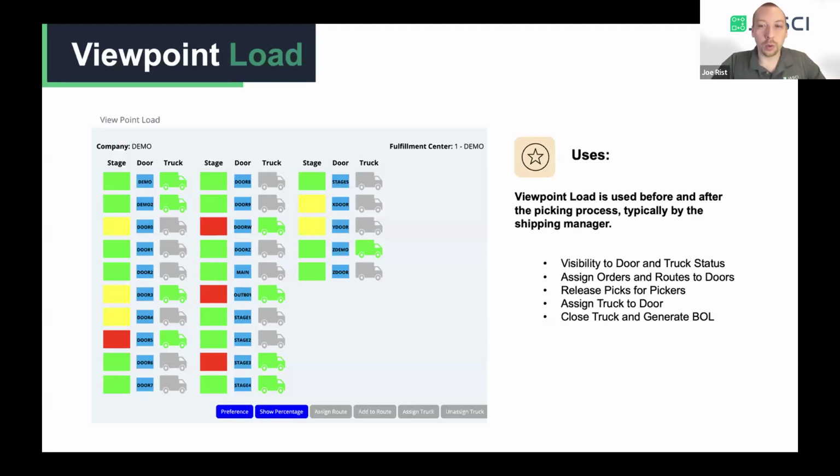You can also assign orders and routes to the door from here. That's its main purpose, as you can see in the image. It's grayed out right now because in that screenshot, I didn't select a particular door, but we have a button down at the bottom there that says assign route.